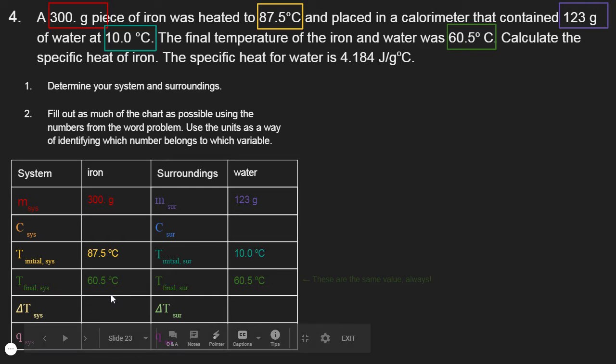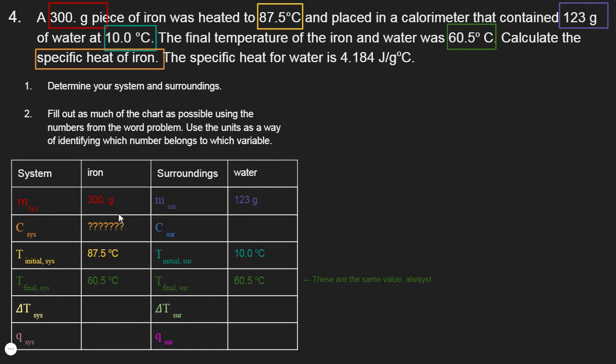So they both have the same exact temperature because they reached thermal equilibrium and they're occupying the same space. Just so you guys know, the final temperature of the system and the surroundings will always be the same value. That's because the system and surroundings have reached thermal equilibrium, therefore have the same temperature. Then you're going to calculate the specific heat of iron. So we don't know what C is for the system. And we are given the specific heat of water, which is 4.184 joules per gram degree Celsius.